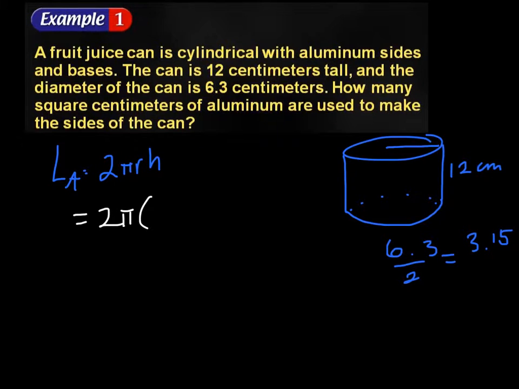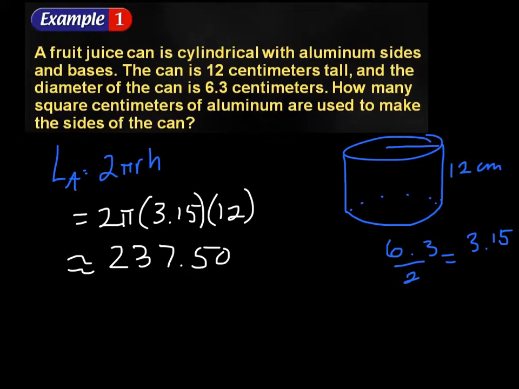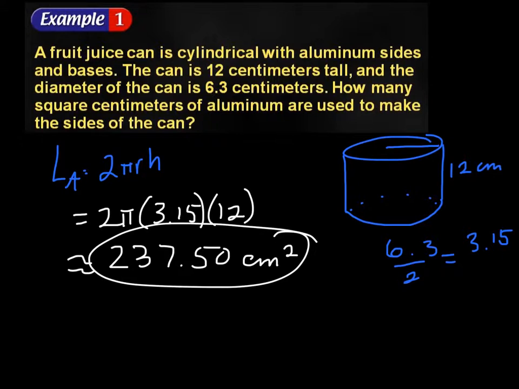Okay, I wrote out the formula the way I like it. LA for lateral area equals 2 pi rh. So I have 2 pi times the radius I found, 3.15, times the height, which is 12. When I type that in my calculator, I get approximately 237.50 if I round to the nearest hundredth, and that was centimeters. It's area, so it's square centimeters.